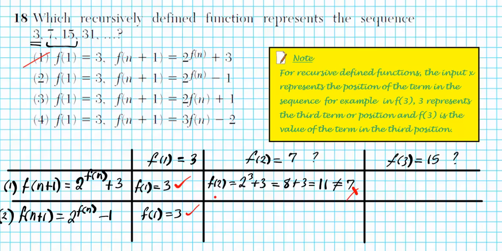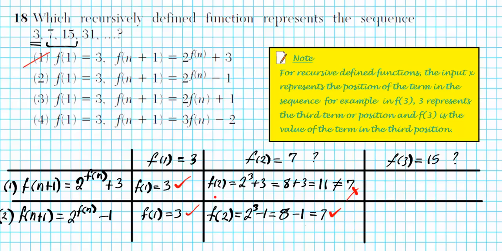That's a check. Now, f of 2, if I use this formula to generate the second term, do I get 7? That's the question. So 2 raised to the term before, which is 3, minus 1. What do we get? 2 to the third minus 1 is, 2 to the third is 8. 8 minus 1, 7. Oh, this works. So what do we do? Let's test the next one, okay?